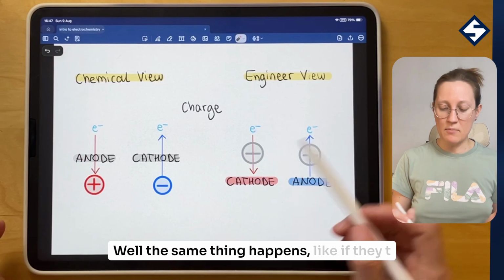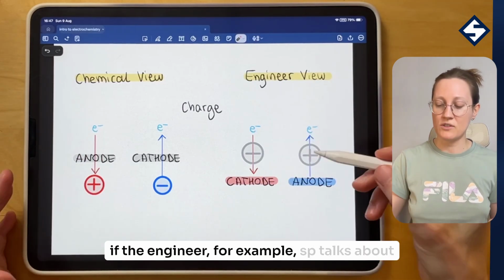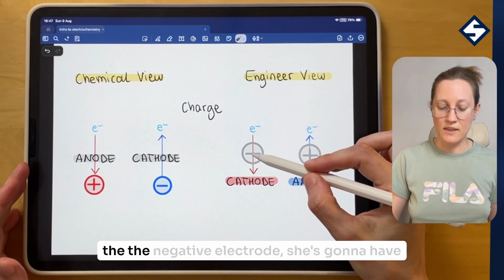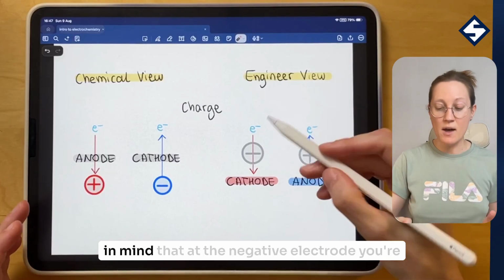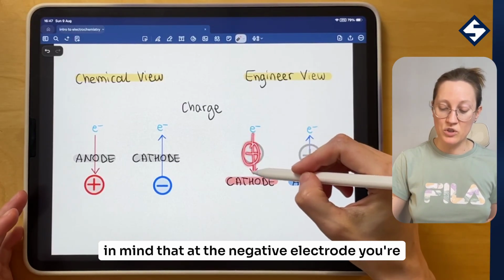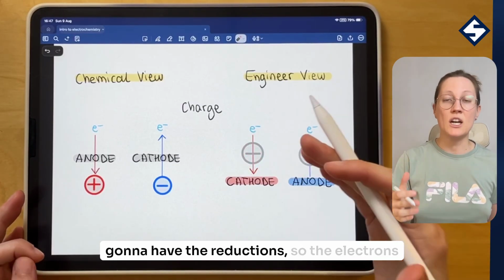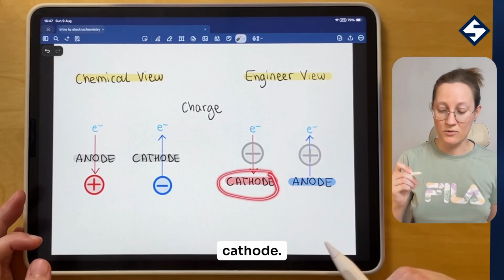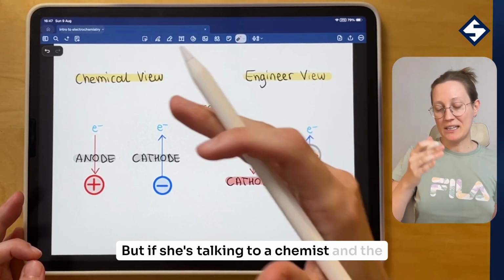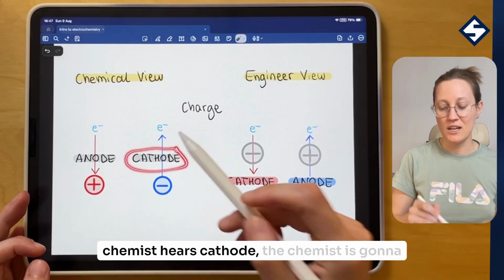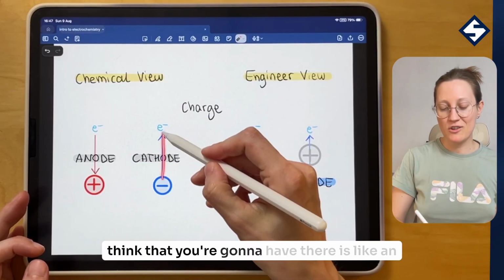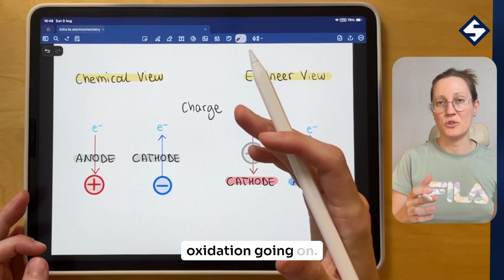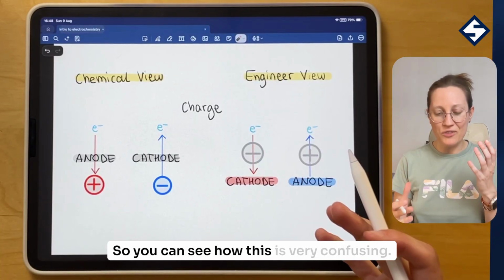The same thing happens, for example, if the engineer talks about the negative electrode. She's going to have in mind that at the negative electrode you're going to have the reductions, so the electrons going inside. And she's going to say, okay, this is the cathode. But if she's talking to a chemist and the chemist hears cathode, the chemist is going to think that there is an oxidation going on. So you can see how this is very confusing.